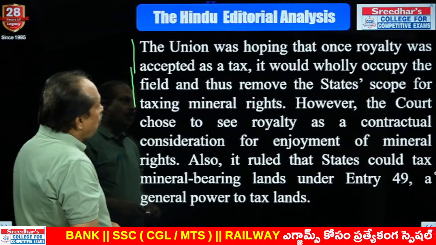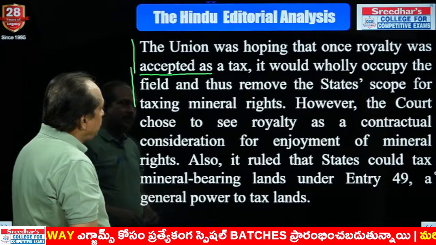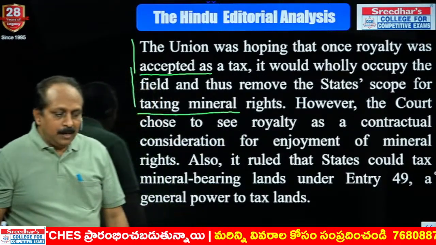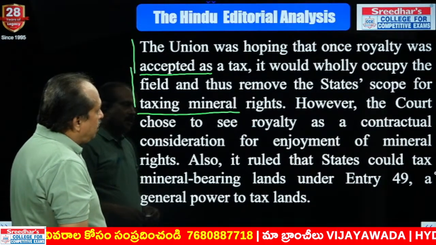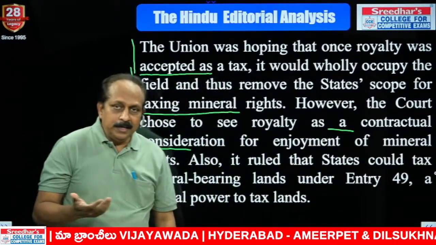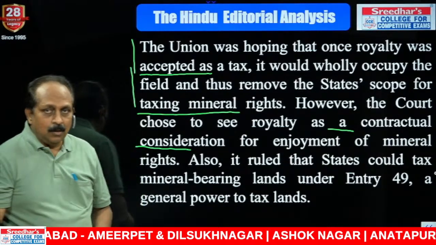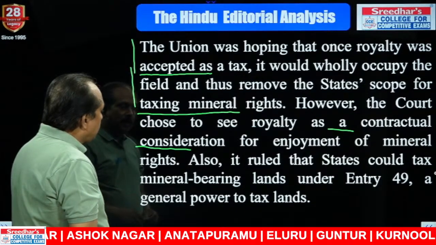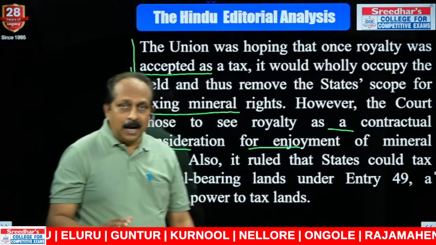The union was hoping that once royalty was accepted as a tax, it would wholly occupy the field and thus remove the state scope for taxing mineral rights. Once the union gets the right, the states cannot impose tax again. However, the court chose to see royalty as a contractual consideration. But the court has a different perspective. The court did not see that particular royalty as a tax, but saw it as a contractual consideration for enjoyment of mineral rights. It is like a contractual thing, not a tax at all.